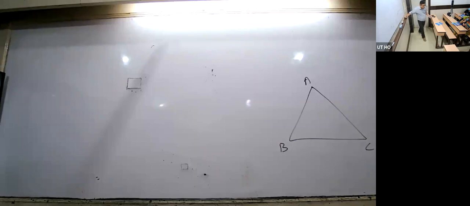Now another type of triangle, the scalene triangle. Do you know what is a scalene triangle? All sides are unequal.